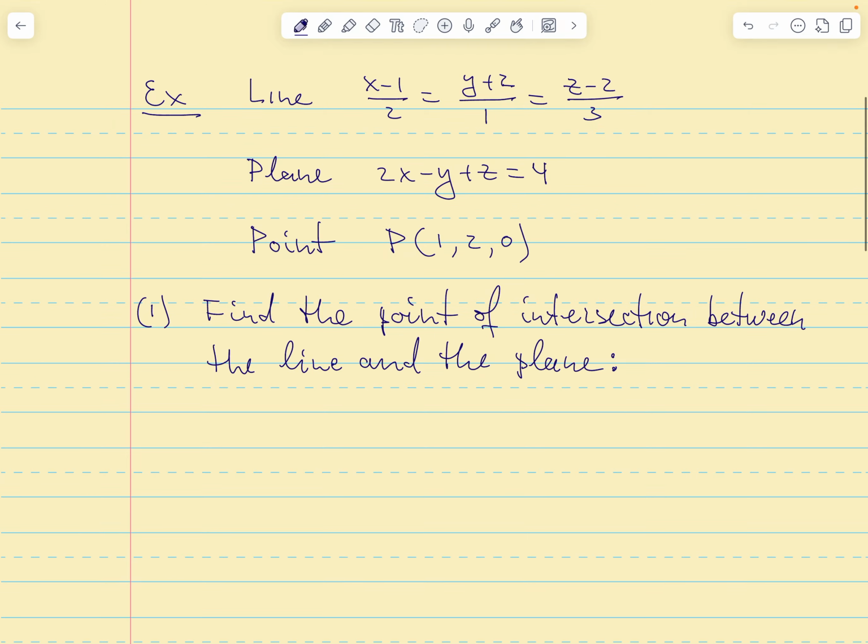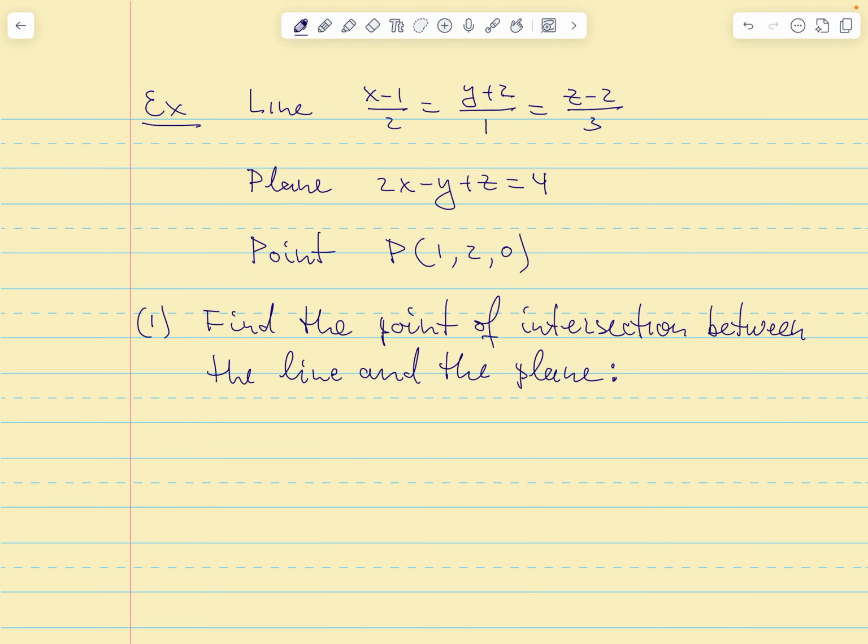That should be relatively easy to do. So first of all, if you want to find the point of intersection, that means a point has to belong to the line and to the plane simultaneously. So I should be able to take a point on the line, plug it into the equation of the plane, and make sure that the equation is satisfied. The only problem here is that I'm not really sure how to input the symmetric equation of a line into equation of a plane.